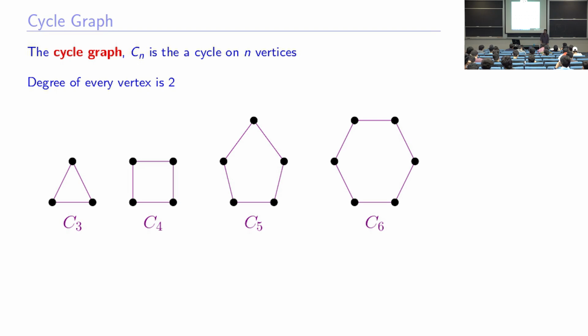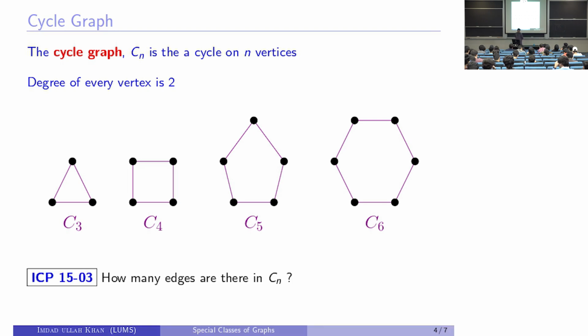So the degree of every vertex is 2. You know, it's a cycle. Why do we call it a cycle, right? It's a sequence of vertices. Every successive pair is an edge, and the first vertex is the same as the last vertex, right? A sequence is a linear thing. A cycle is just this 2D thing. Okay, so how many edges will be there in a cycle on n vertices?